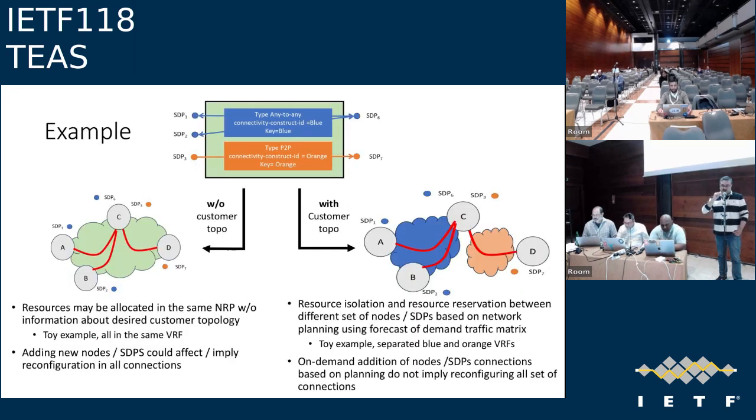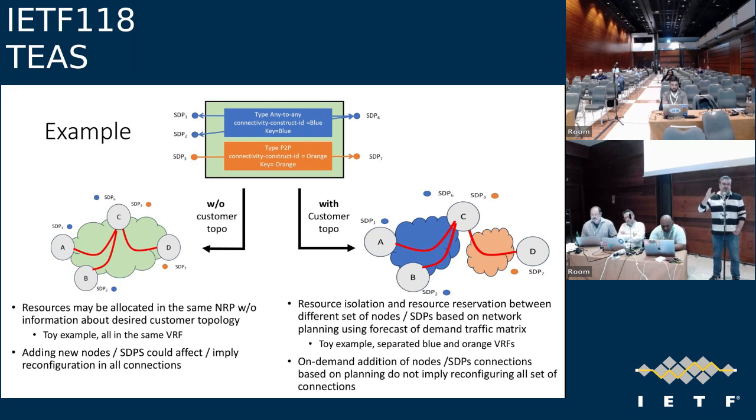So let's consider the following example. A customer could require to implement a network slice that considers two kinds of connectivity constructs, the blue one and the orange one. If we proceed in this way without the customer topology information being passed to the network slice controller, it could be the case that the network slice controller realizes the slice as you can see on your left, the green case, putting everything together on the same set of resources, the same NRP.